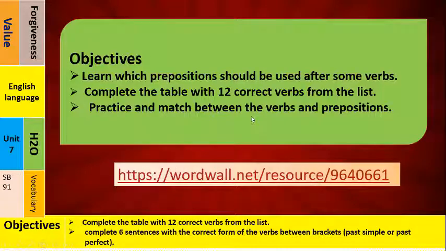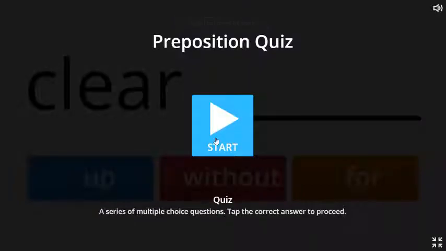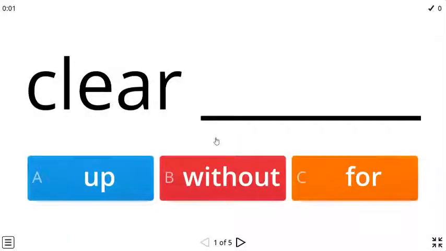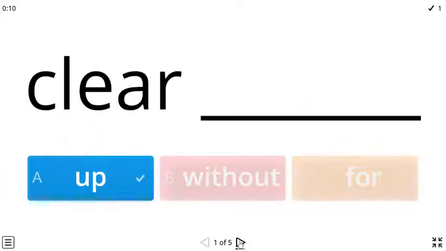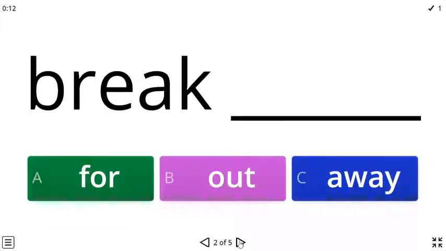Let's start with this game to introduce the notion. Ready? It's a sort of quiz. So what shall we say? Clear up, clear without, or clear for? Yes, clear up. Break, for, out, or away. You know it? Break out.